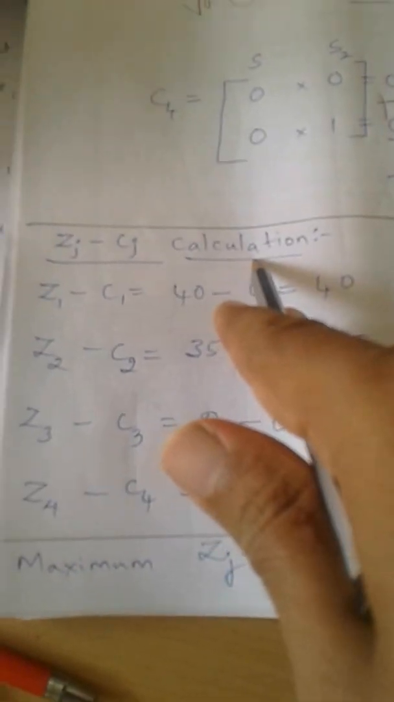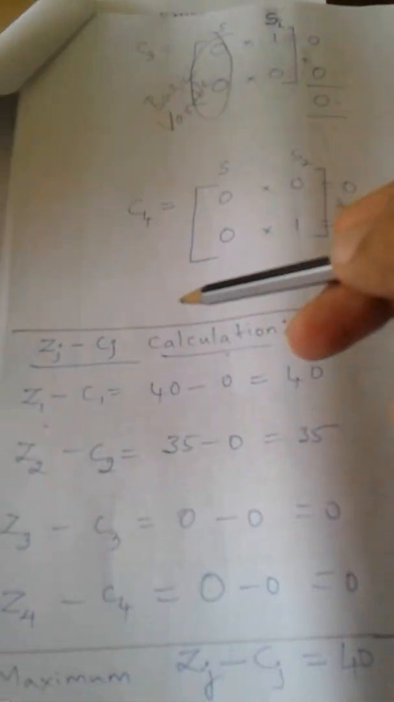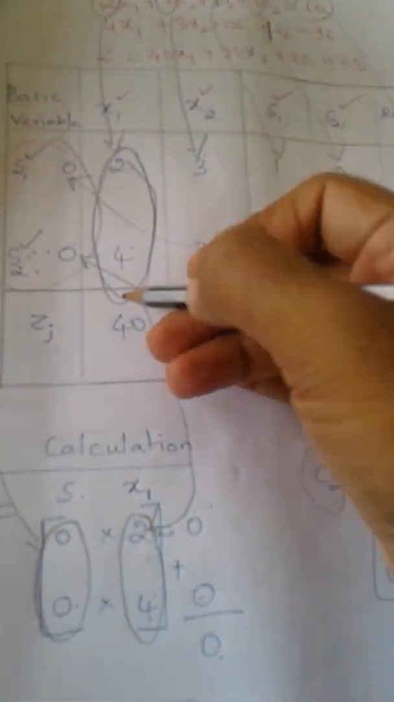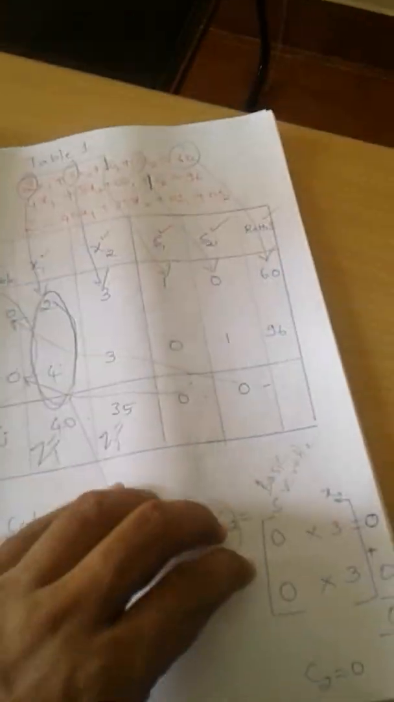Next we calculate Zj minus Cj. For each of the columns we are calculating Zj minus Cj. For example, first is Z1 minus C1. Z1 is 40. I am going to the previous page. How to identify Z1? Z1 is this. Z1 is 40, and Z2 is 35.